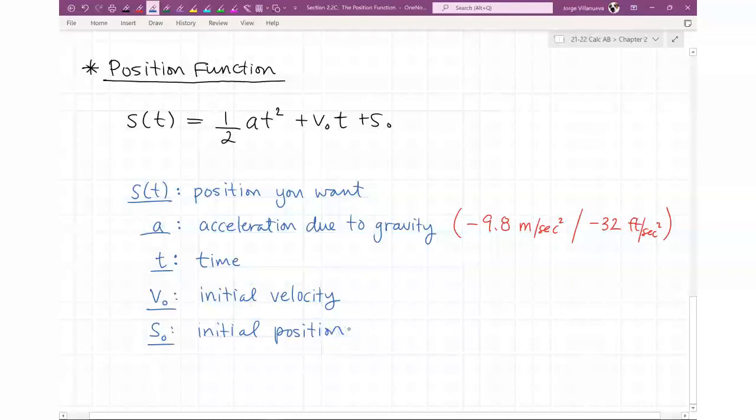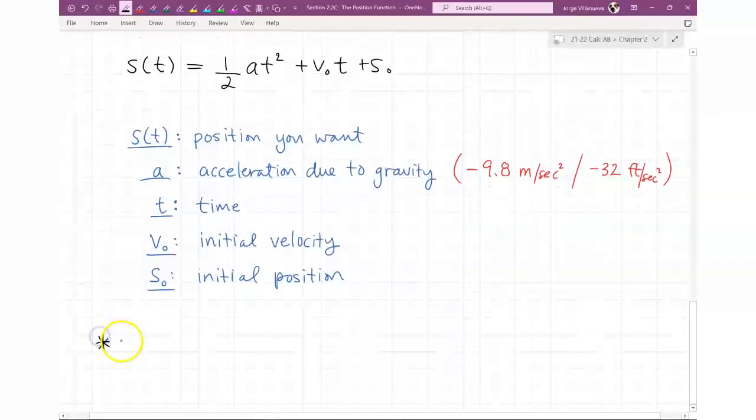All that stuff is important because when we read the problems, they're going to give us information. They'll tell us how fast something is moving, where it's at, that type of stuff. So you start filling in the gaps. So let's give you an example so you can see how we're going to use this stuff.